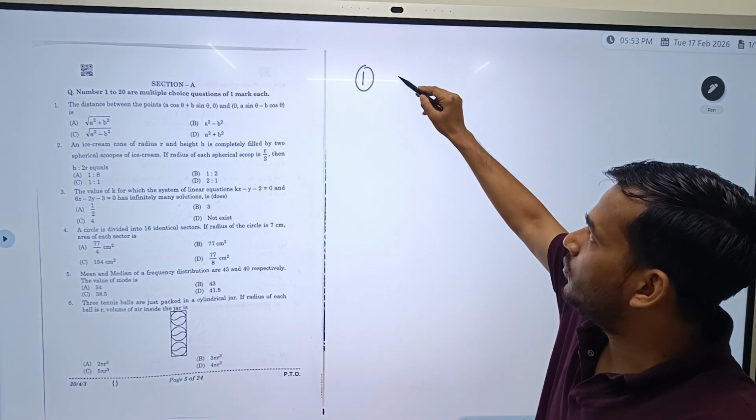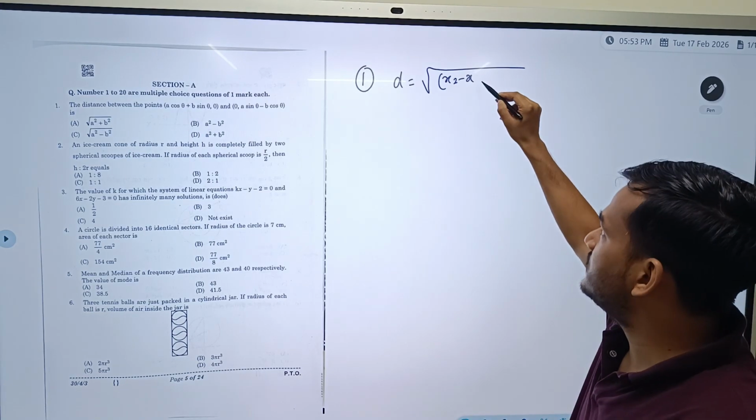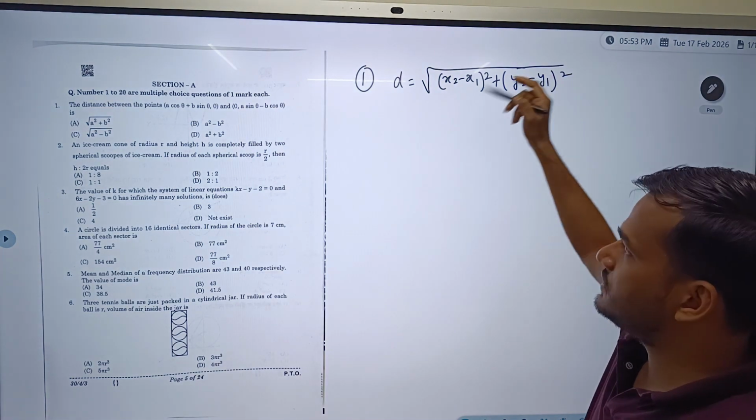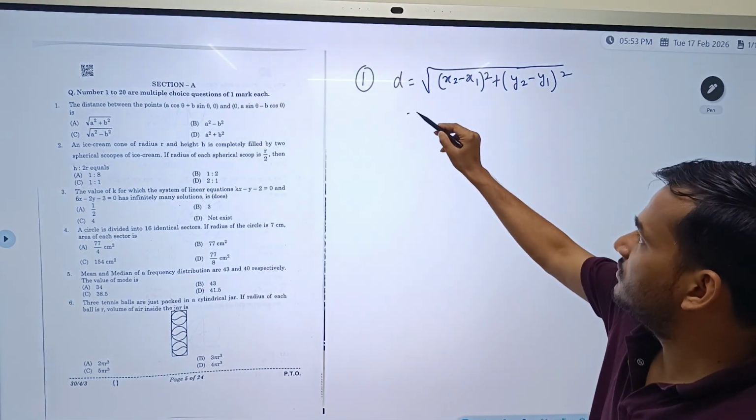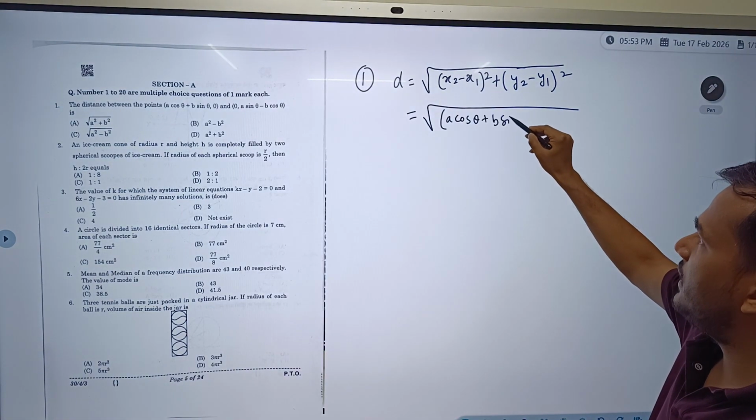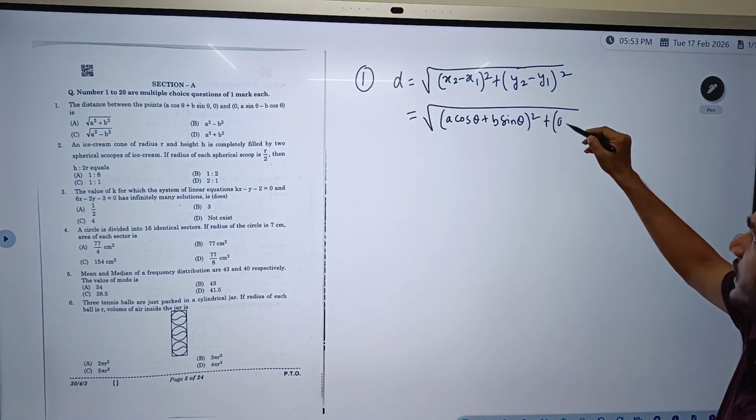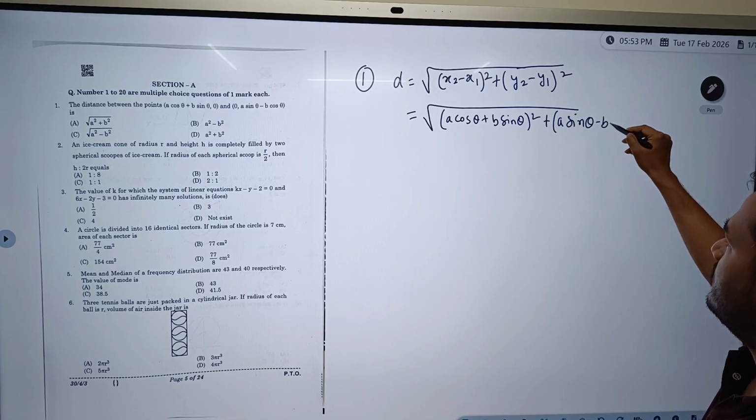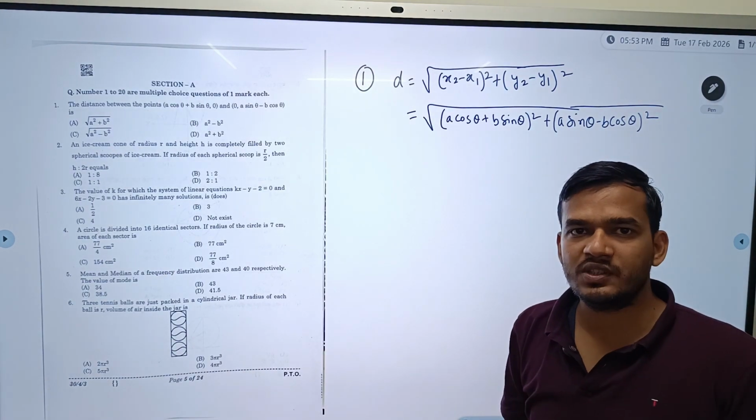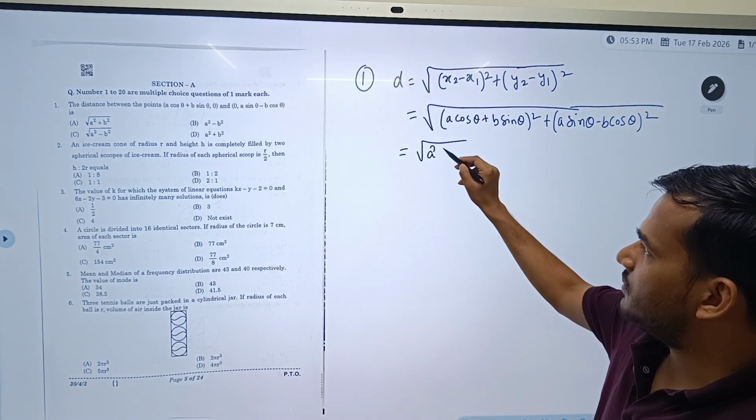The distance between 2 points is given by root of (x2 minus x1) whole square plus (y2 minus y1) whole square. So when you substitute the values of x2, x1 and y2, y1, you will get (a cos theta plus b sin theta) whole square plus (a sin theta minus b cos theta) whole square. When you open the brackets with the help of the (a plus b) whole square and (a minus b) whole square formulas, this will be simplified to root of a square plus b square.